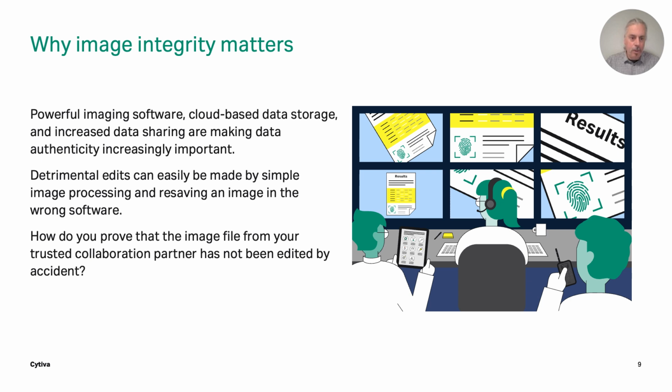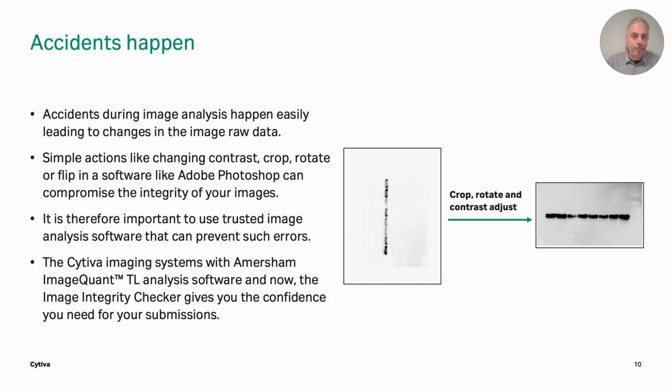So this is obviously important, especially now with the way that we're sharing data between different collaborators. We have cloud-based storage, but then you might edit it or go through another software package before it goes into that cloud. And then obviously you don't want to have falsified or manipulated data, which might get called into question. So we need some way to prove that that image is the true raw data.